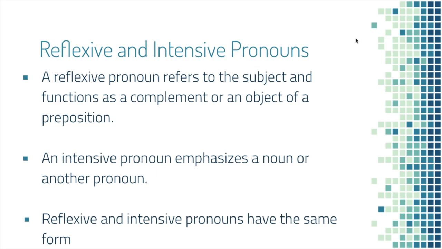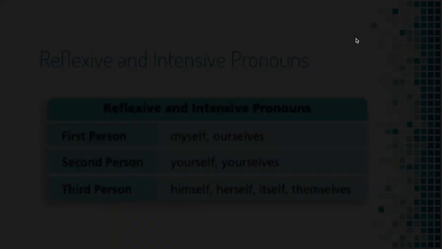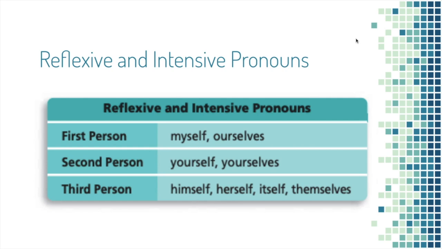Okay? It's emphasizing that she, in this case, the other pronoun, did it herself. Okay? So these reflexive and intensive pronouns that share the same form also come in first, second, and third person. First person would be myself or ourselves. Second person would be yourself or yourselves. And third person would be himself, herself, itself, and themselves. Okay? These are all of the reflexive and intensive pronouns.